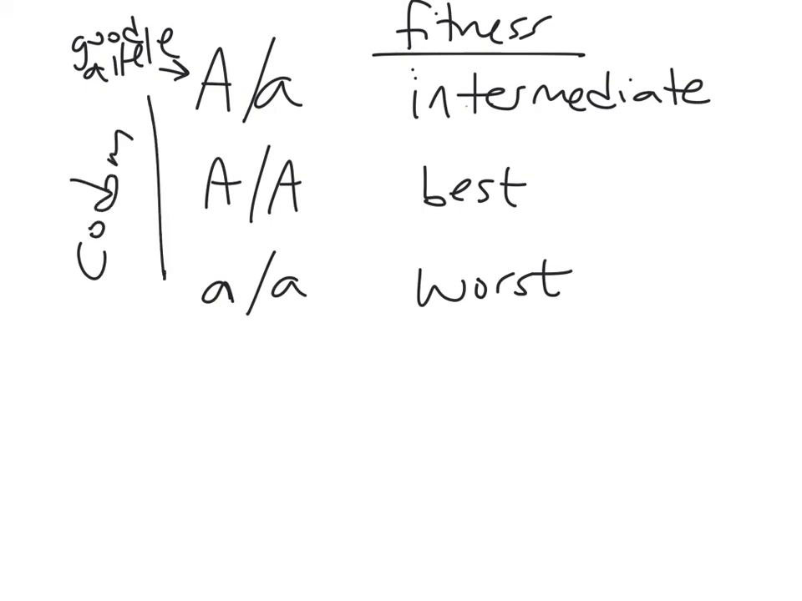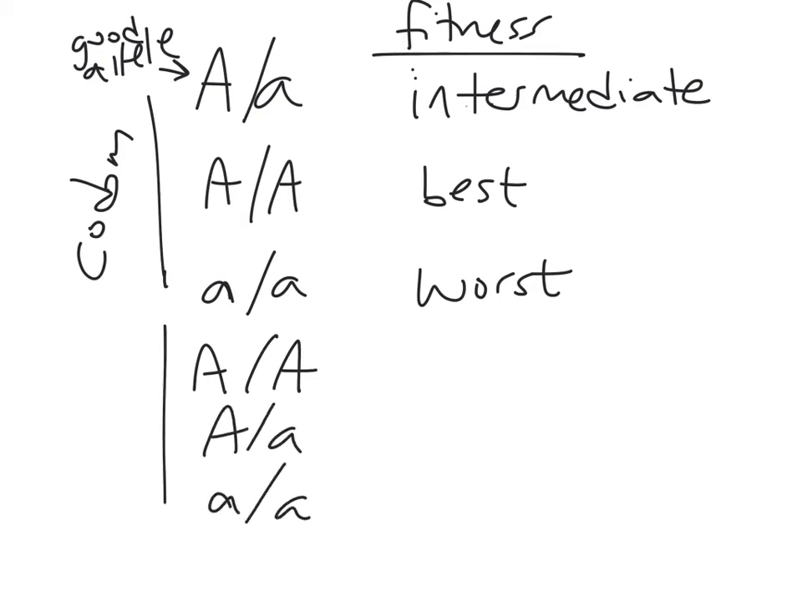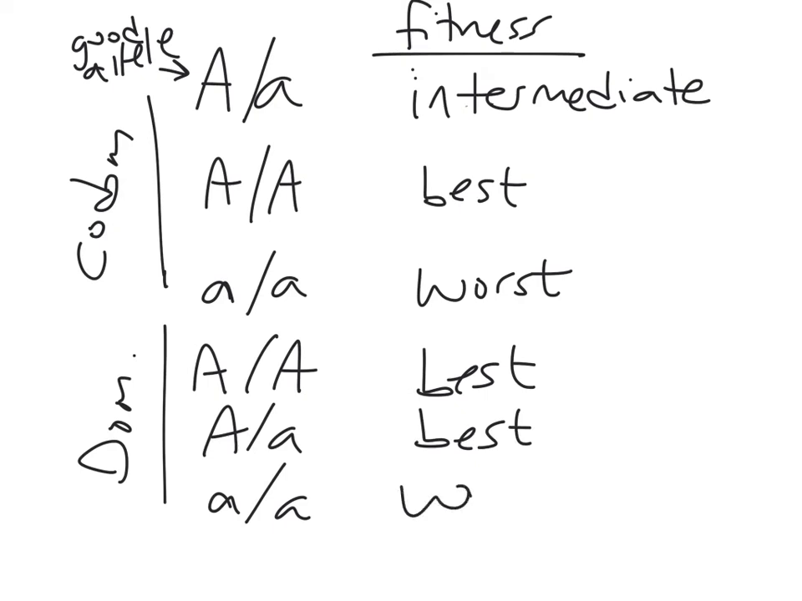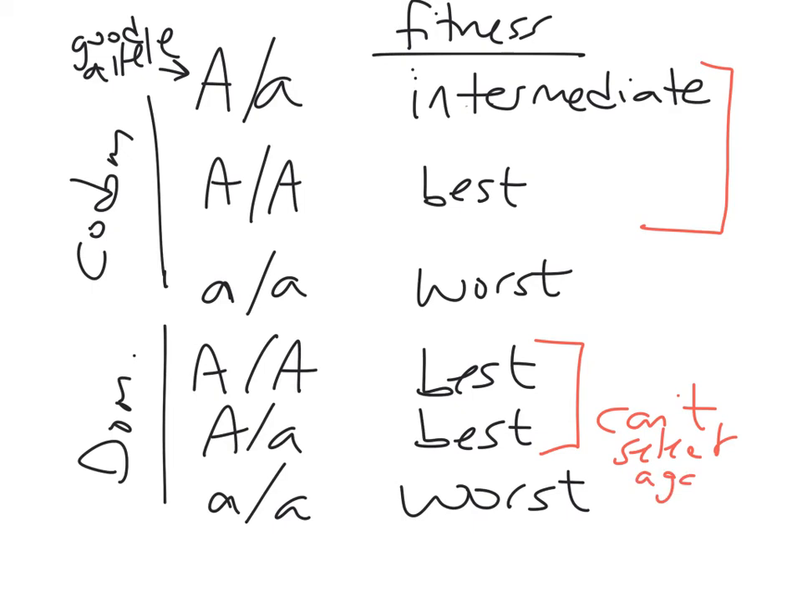So that's codominance. What about the case of simple dominance? It's similar. So who's the best? Big A, big A. Who's also the best? Big A, little a. And then the original genotype, little a over little a, is still the worst. So this is the critical difference between simple dominance and codominance: in simple dominance, there's no way to select against heterozygotes. So that's why it takes so long for the population to get rid of little a's, because how do you eliminate little a's from a population in this scenario?